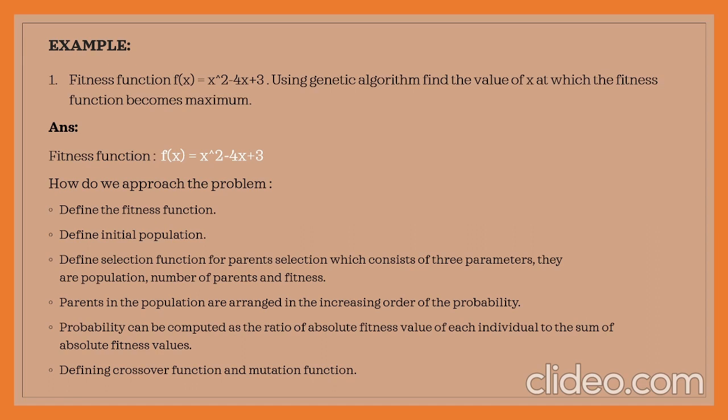Define selection function for parent selection, which consists of three parameters. They are population, number of parents and fitness. Parents in the population are arranged in the increasing order of probability. Probability can be computed as the ratio of absolute fitness to the sum of absolute fitness values. Defining crossover function and mutation function.